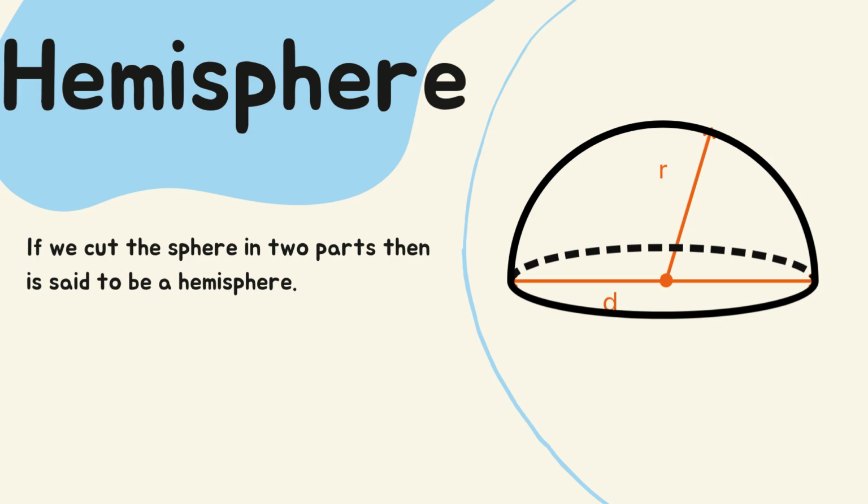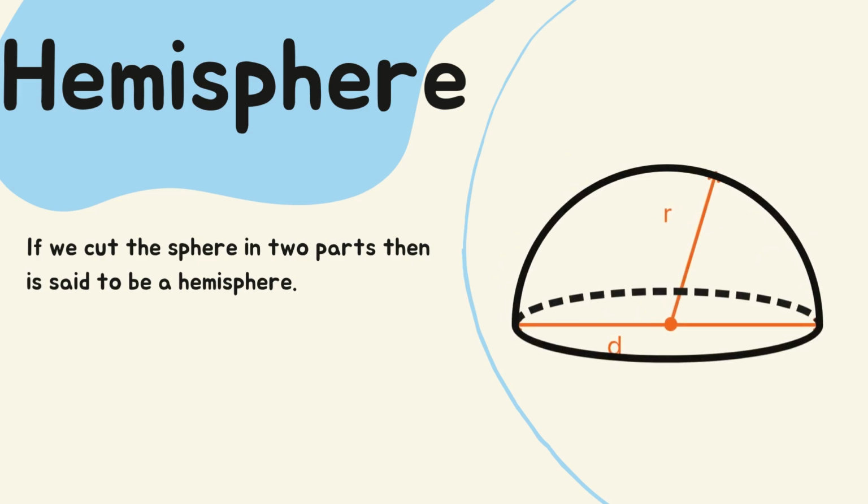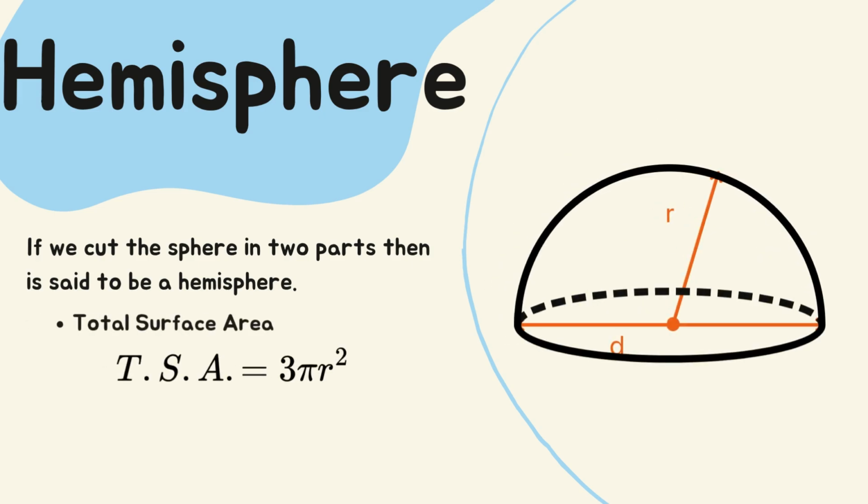Now let's move on to the hemisphere. If we cut the sphere into two parts, we get a hemisphere. The curved surface area is CSA equals 2 pi r squared, and the total surface area is TSA equals 3 pi r squared. The volume is equal to 2/3 pi r cubed.